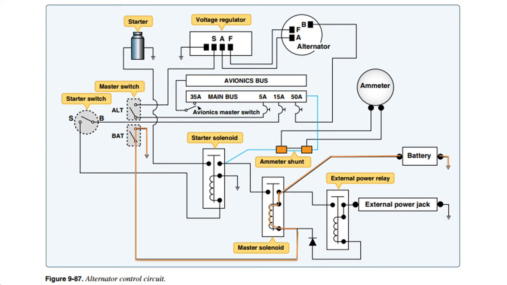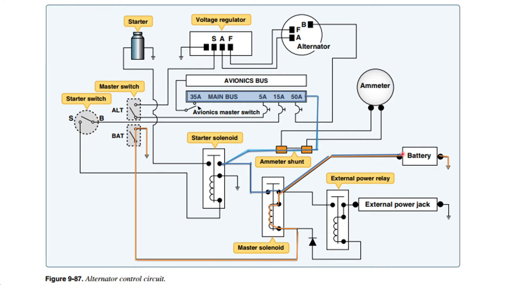What I've done here is highlight the circuit that energizes the master relay and provides electricity to the bus. So if we trace that from the battery, moving in a conventional direction from the positive terminal of the battery, we see that electricity can flow through the electromagnet in the master solenoid or master relay, through the master switch, which is labeled BAT in this case, and to ground. So we have a complete circuit there. That means that the electromagnet in the master solenoid has now been energized and will pull the switch closed. That completes the circuit across these two points.